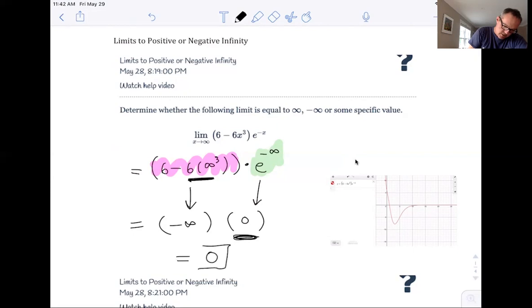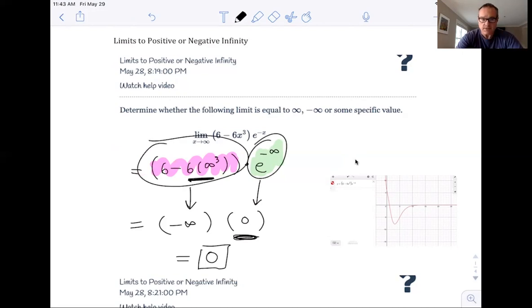This is going to get closer to 0, and this is going to sound like a lousy explanation, but exponentials work a lot faster than polynomials. When your variable is an exponent, that kind of wins the day. So 0 beats infinity in this case. So you go towards 0.